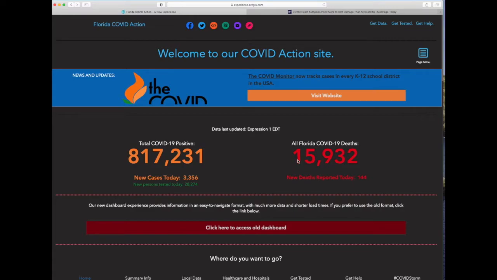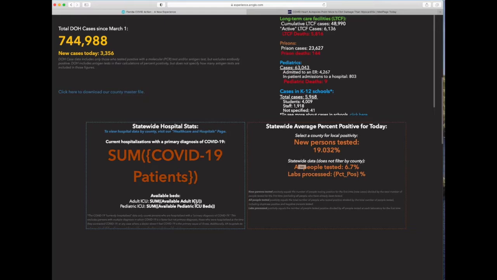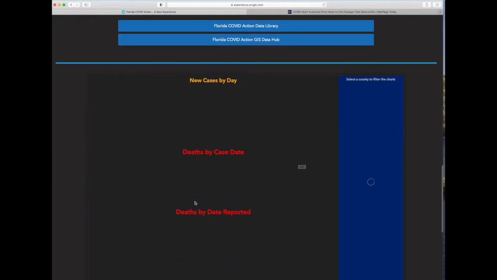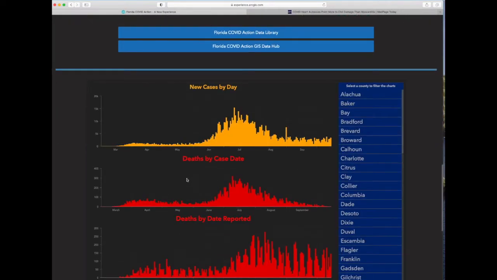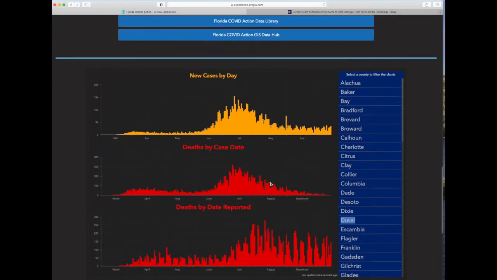So we're almost up to 16,000 in Florida. Okay. I'm going to see if I can find it. It's really hard to find, but here it is. Look at that. She's just amazing. So this is all of Florida, but I can select my county. This is the cool part. I think I can on this thing. There's a way to do it.